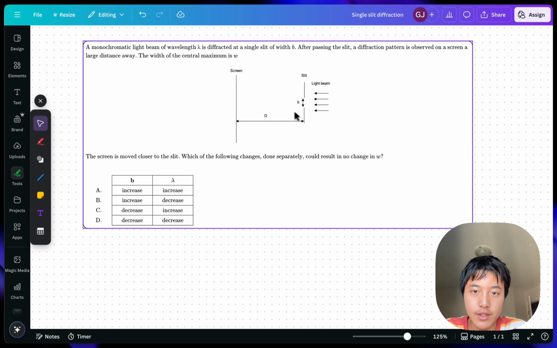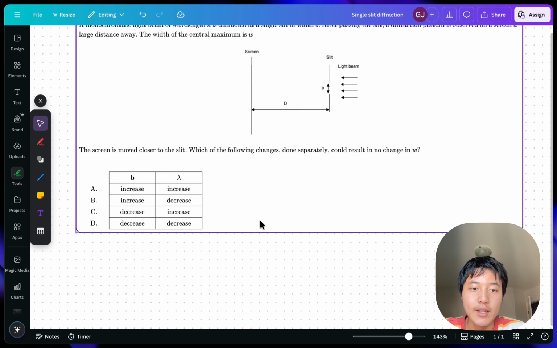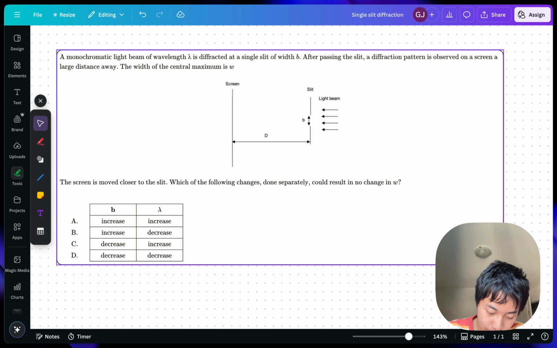Okay, so we're given a diagram here, and we're told that the screen is moved closer to the slit. That's important. Which of the following changes done separately could result in no change in w, the width of the central maximum? So the variables that are important here are D, which is the distance from the slit to the screen, lambda, and b, the slit width.